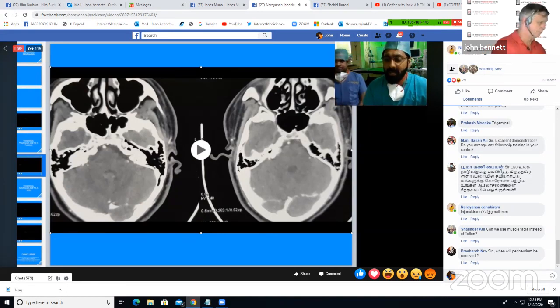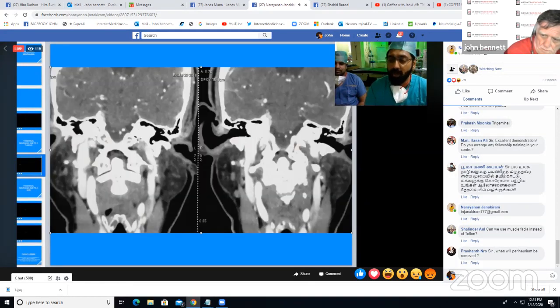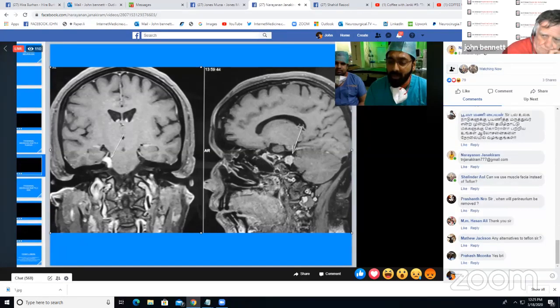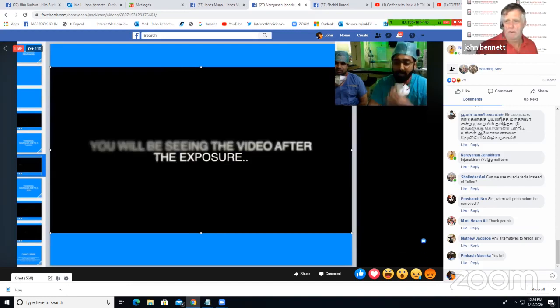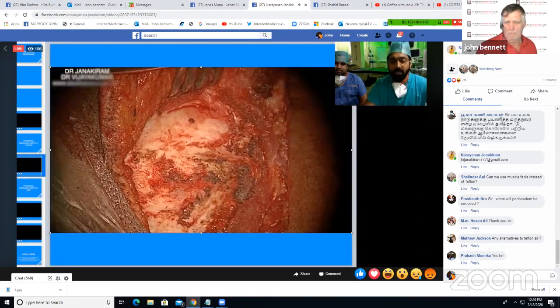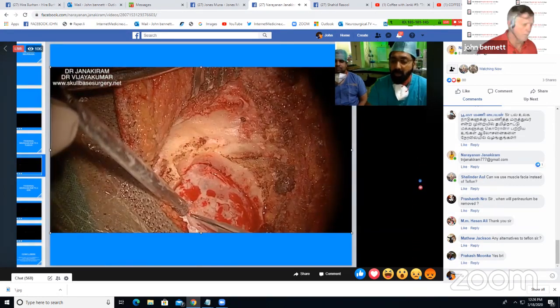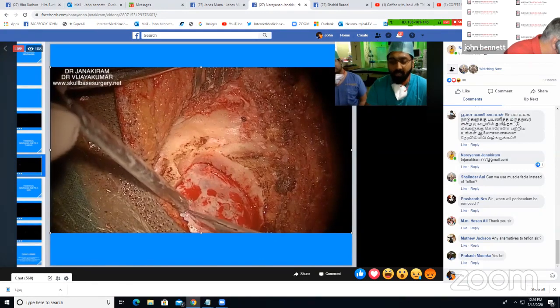Now you can see here in this video, this is the tumor. I'm pointing it out, Dr. Prakash. This is actually the petroclival meningioma. It's marked with an arrow also. That was compressing over the trigeminal nerve. It has a dural tail. It's a clear-cut meningioma. You will see the video after the exposure. This is the exposure. You can see that's the dura, which is being incised. That's the dural incision which we are placing.